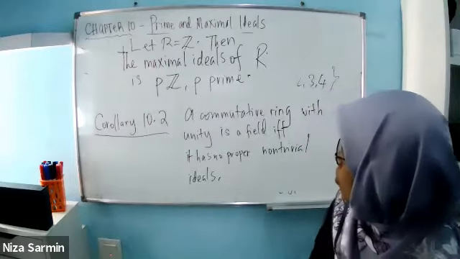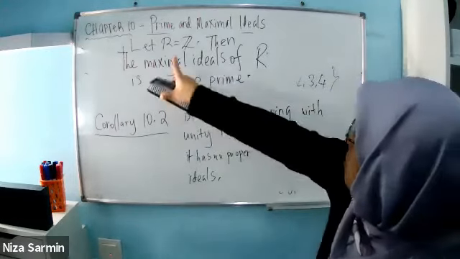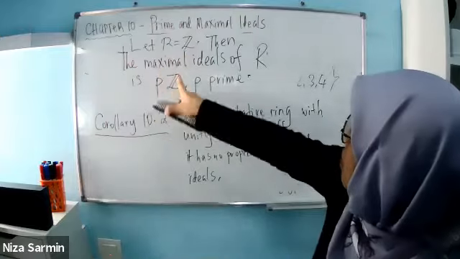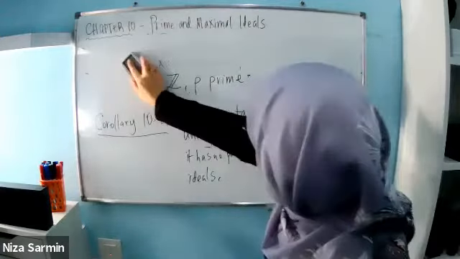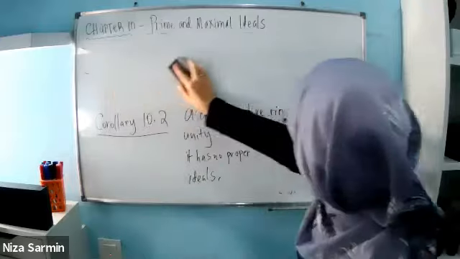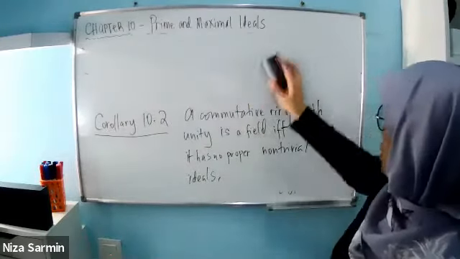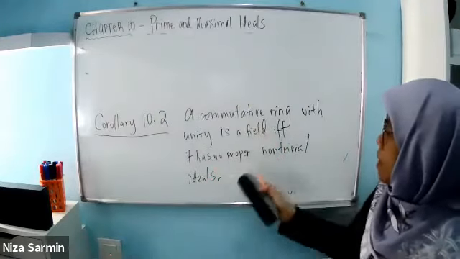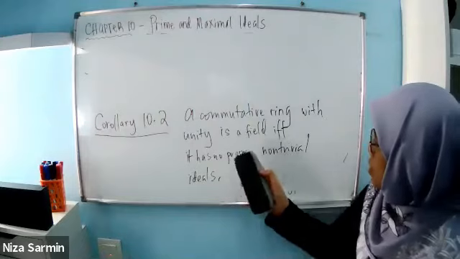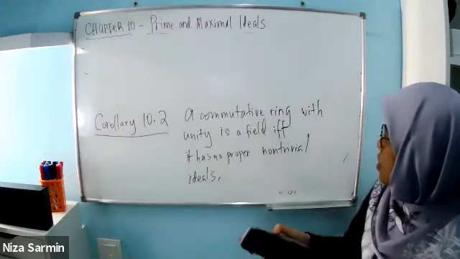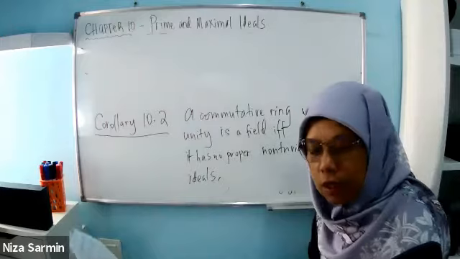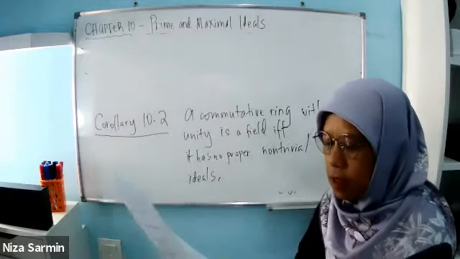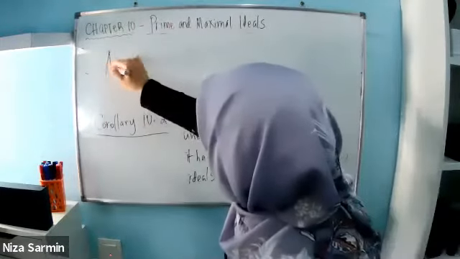Example. Remember this, yeah? For the ring Z, maximal ideals are in this form, pZ. That's the next. This one did not say anything about maximal. This one just says whether it's a field or it's about the ideals only. Okay.